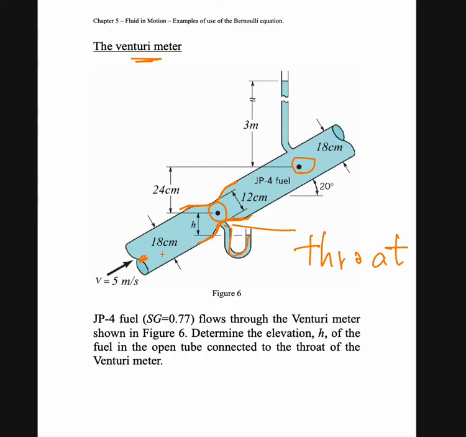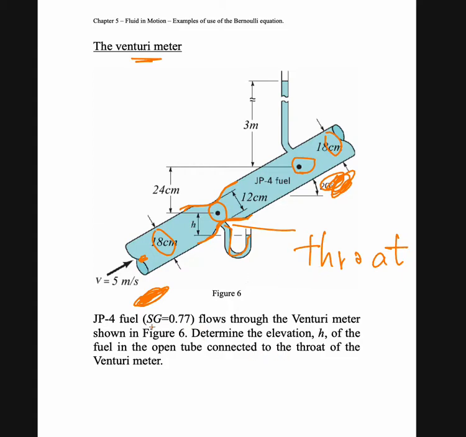So why? Because both of these areas will have the same diameter. So it means that the pressure and the velocity before the throat and after the throat will be the same, because the diameter is the same, the velocity is the same, then the pressure will be the same. And then we could calculate the pressure here.